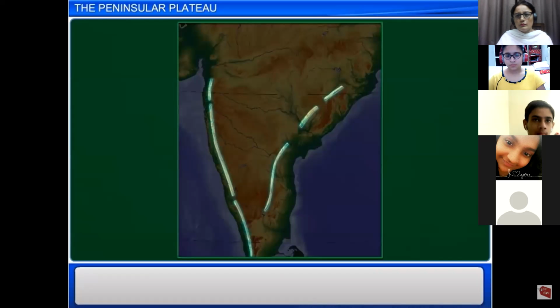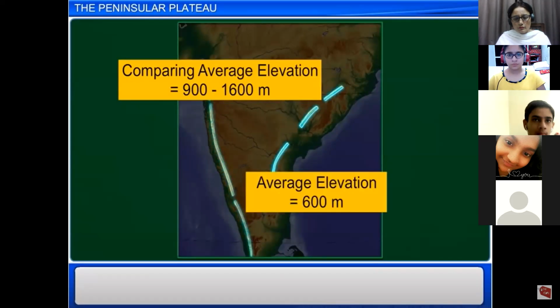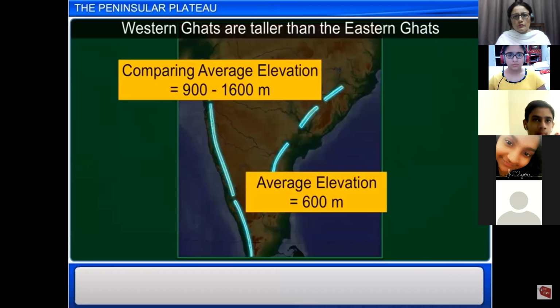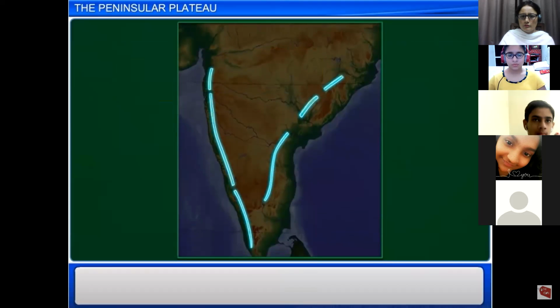Let's now compare the heights of the two ranges. The average elevation of the Western Ghats is 900 to 1600 meters. On the other hand, the Eastern Ghats have an average elevation of about 600 meters only. Thus, the Western Ghats are taller than the Eastern Ghats. The height of the Western Ghats progressively increases from north to south.